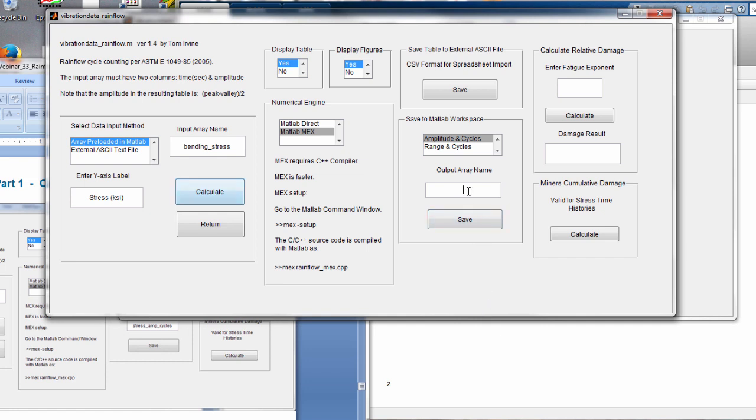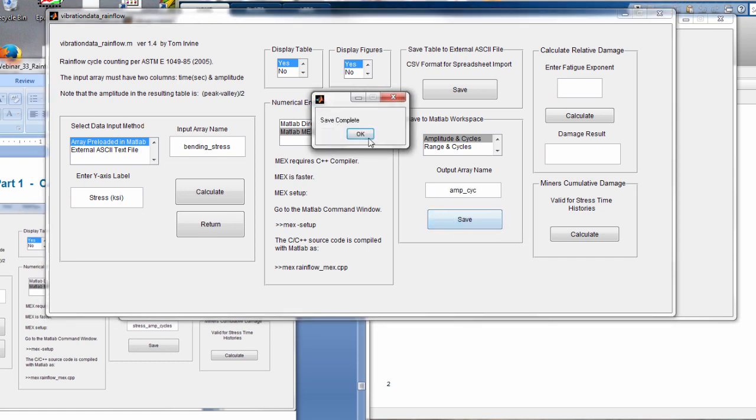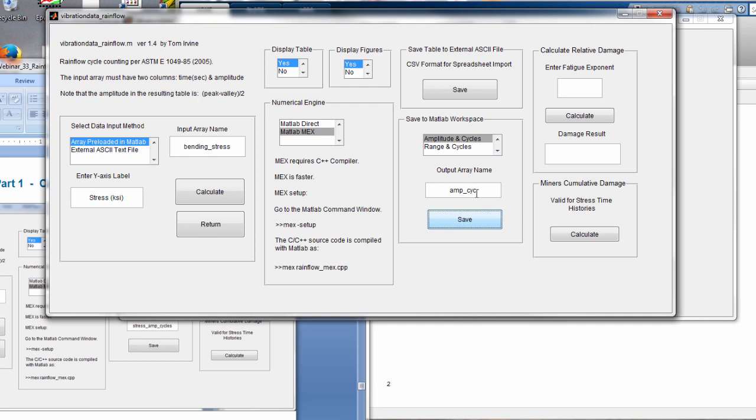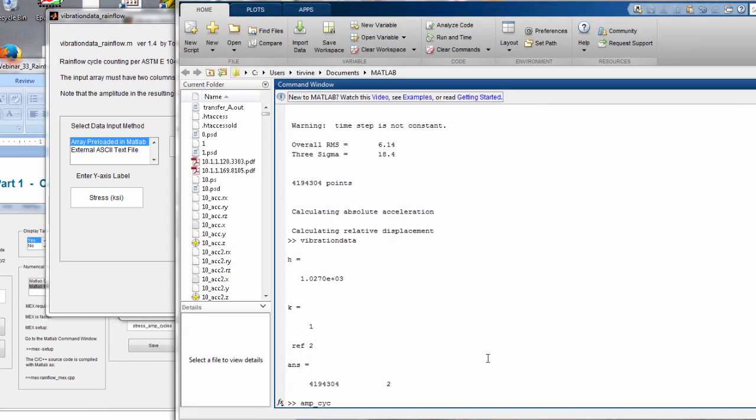Well, I'll show you what's going on. Let's go ahead and save our rainflow cycle output. We're going to save this as amp_cyc, and this will be a resulting table. It's going to have two columns, amplitude in the first column and number of cycles in the second column. And just to show you what this looks like, I'll just do about 10 rows here. Let's see if I can do this correctly.